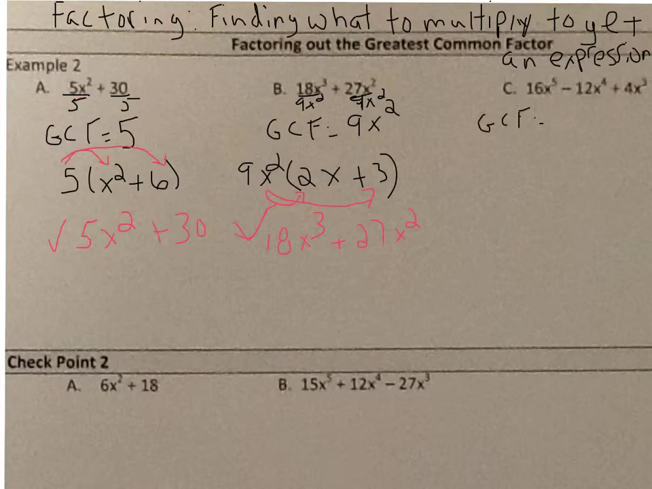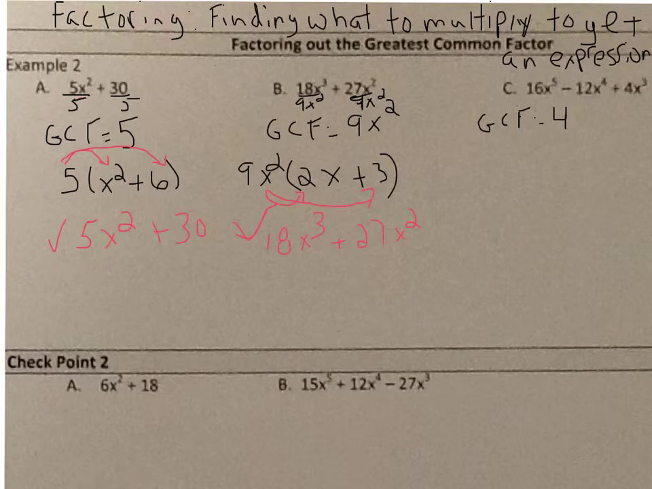We've got 16, 12, and 4. Again, we don't really have to worry about the negative. We will when we start factoring out. But to find the greatest common factor, we're just looking at the numbers without the negative in front of the 12. So, let's see, 4 goes into 12, 4 goes into 4, 4 goes into 16. So we definitely got a 4. That's the biggest number that goes into them.